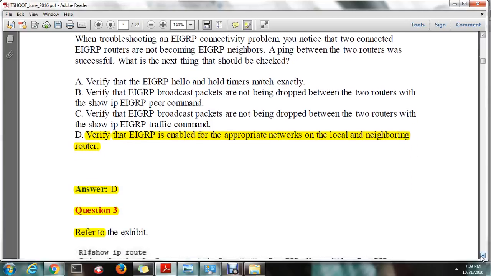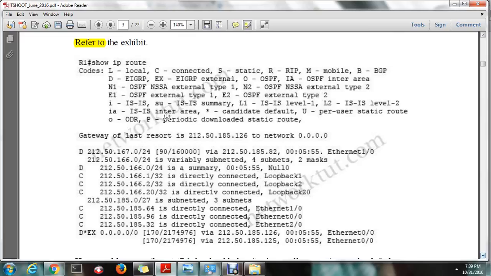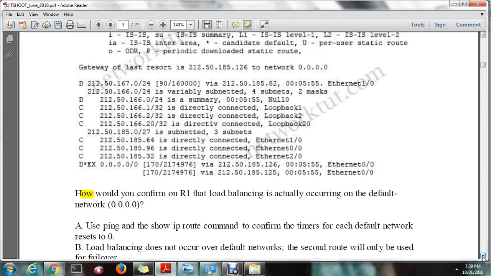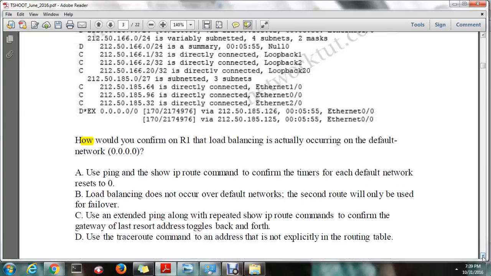Okay, then let me move to the next question. See, this is the question. It will show the IP route, and this is the output. These are the routes formed by EIGRP. These are the EIGRP routes learned. These three routes are directly connected routes. Then this is the route learned via EIGRP from a different protocol, through redistribution. How would you confirm R1 is load balancing actually occurring in the default network?